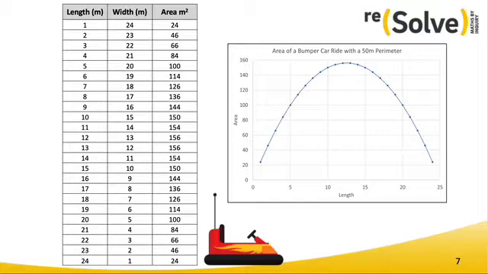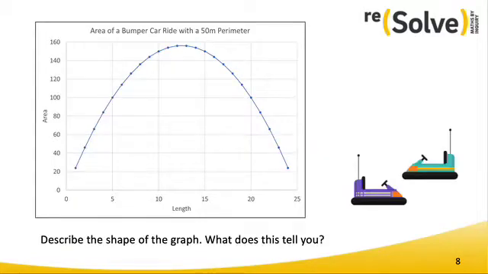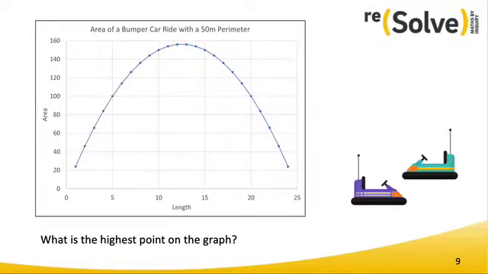Here is the graph. What do you notice? Where is the graph highest? Where is it lowest? Describe the shape of the graph. What does it tell you? What is the highest point of the graph? Can you see it here? It's in between these 2 points. Do you notice where it is on my length?